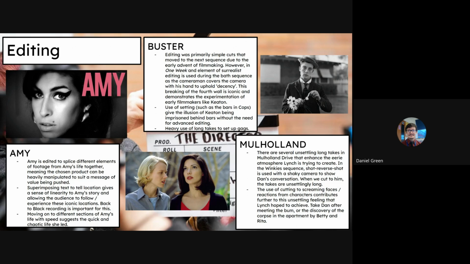But also cutting to screaming faces and reactions from characters contributes to this unsettling feeling that Lynch is hoping to achieve. So, for example, Dan after meeting the bum in the alleyway, or the discovery of the corpse in the apartment by Betty and Rita and their reactions to discovering that.